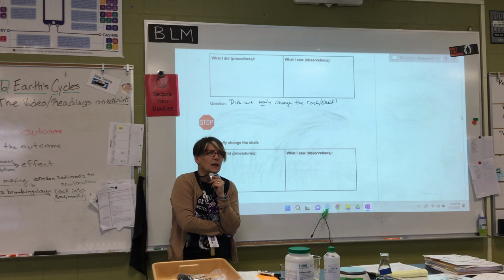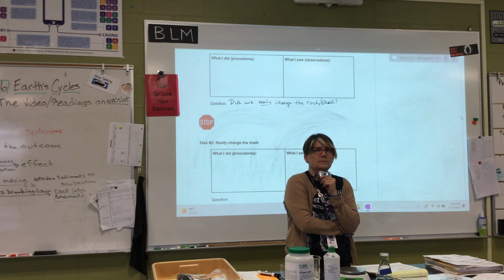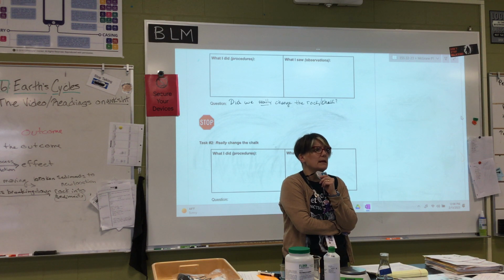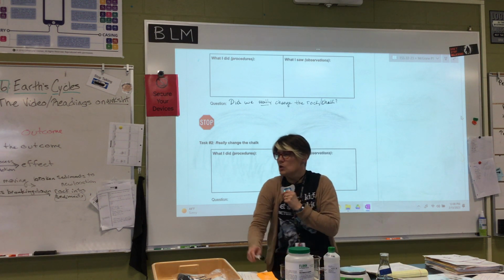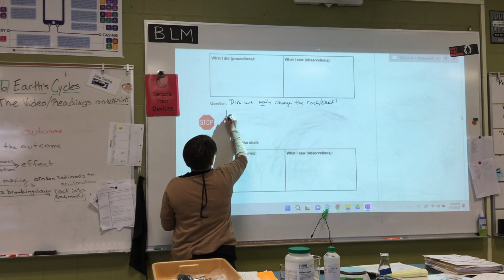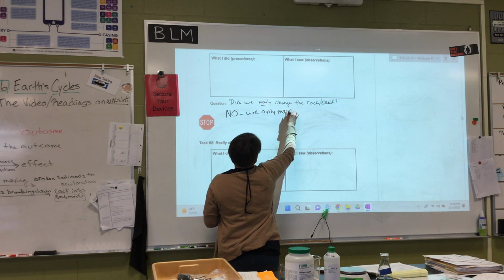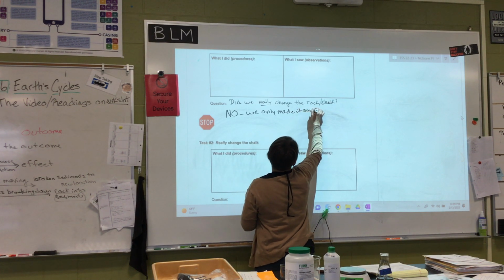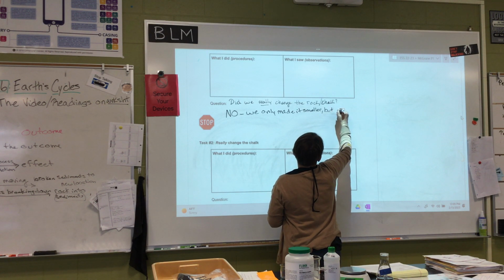Let's focus this way. What did you talk about with your groups? Did we really change that rock? Some people said yes, some people said no. Did we change the rock into something else, or did we just make it smaller? We just made it smaller. So the answer here is no. We only made it smaller. But it's still chalk.